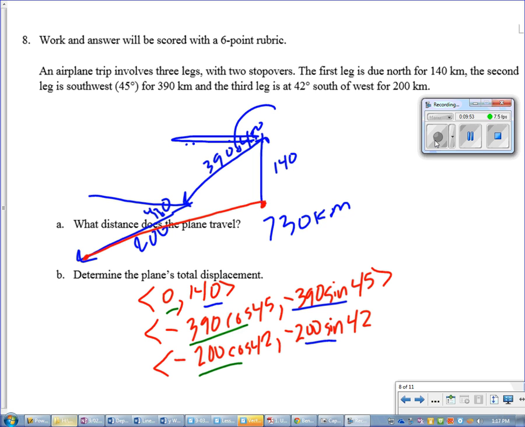So we're getting an answer of negative 424.4 in the x direction and negative 269.6 in the y direction. So that tells us the location of that ending point.